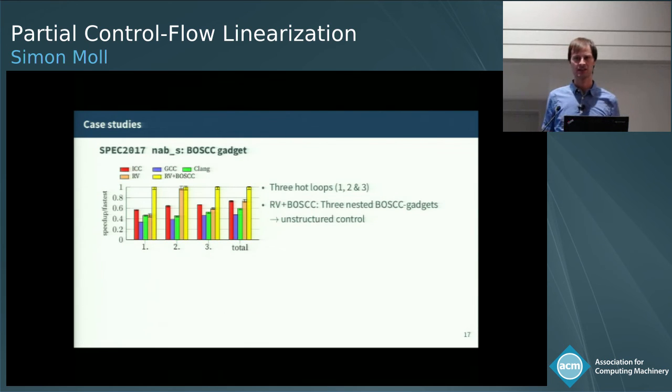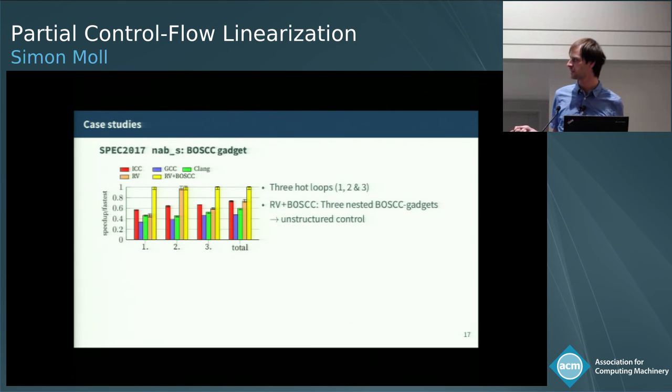We conducted two case studies, one for each of the transformations that we had. One is for BOSC, the skip or false gadgets. We looked at the SPEC 2017 NAB benchmark, which contains three hot loops that dominate the runtime of the application. We inserted three BOSC gadgets in the first and the third loop, which introduced unstructured control, so you needed partial linearization to handle it.